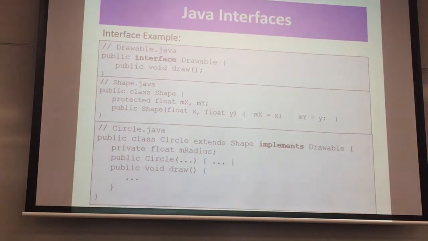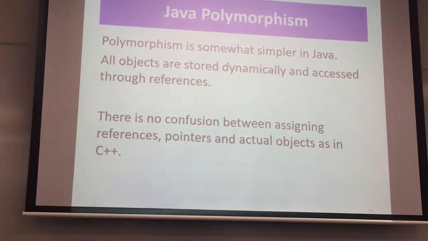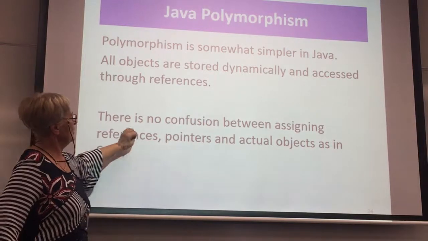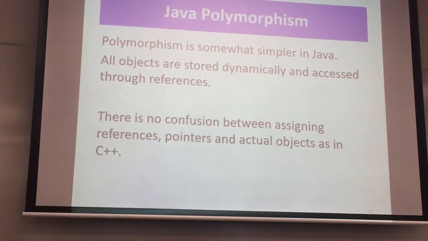So if you have worked with Java, probably you have seen that many events implement mouse down, implement mouse up. What happens when things are done like that? Polymorphism is simple. All objects are stored dynamically. There is no confusion between reference pointers and actual objects. Okay?